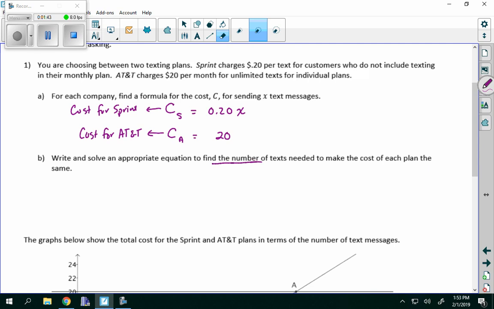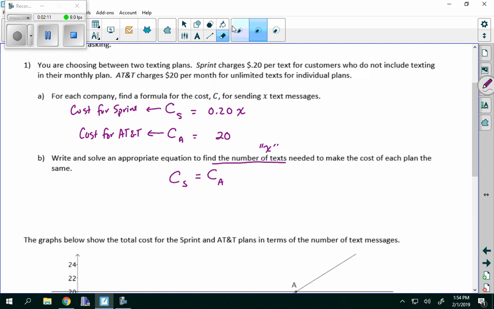Part B asks us to write and solve an appropriate equation to find the number of texts, which is X, needed to make the cost of each plan the same. So we're solving for X. The cost for the Sprint plan is C sub S, and the cost for the AT&T plan is C sub A. We want to know, when will those two costs be equal?